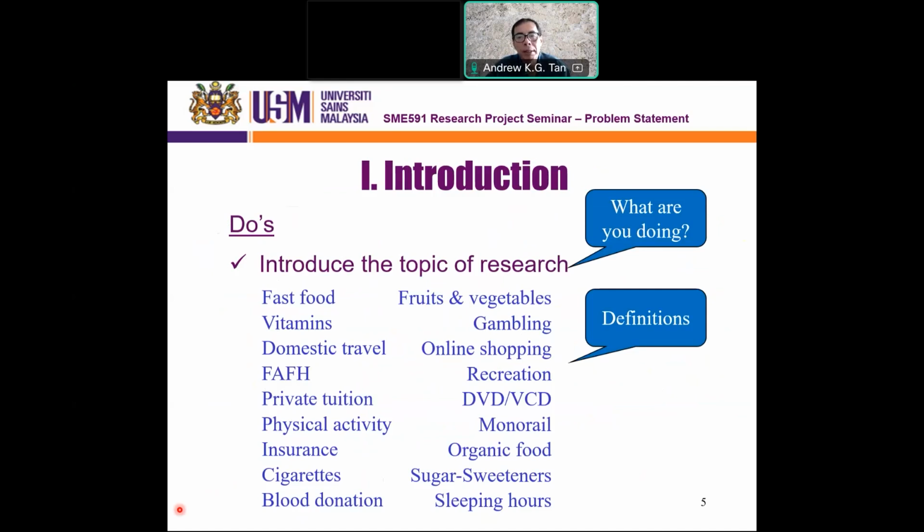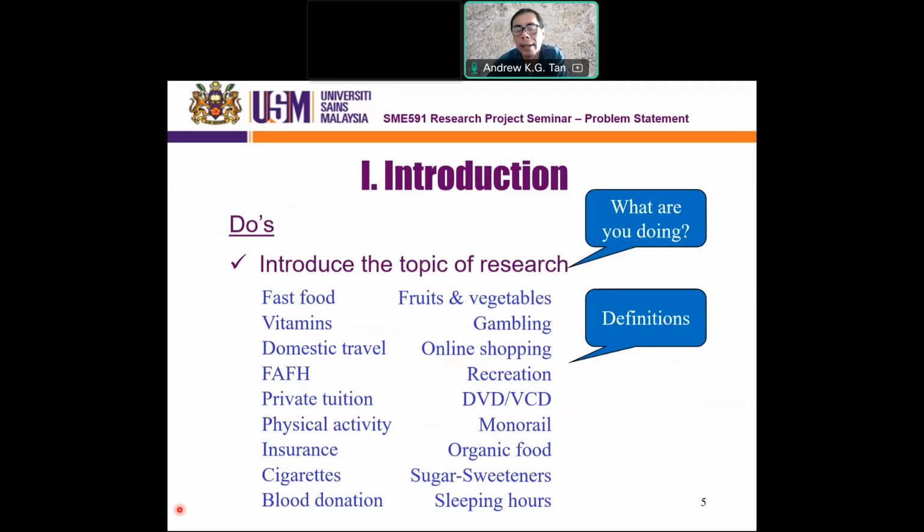Demand for fruits and vegetables consumption, demand for gambling, online shopping. Who are the individuals, who are the consumers who will conduct online shopping? Demand for recreation, demand for DVD and VCD, although nowadays there's no longer any DVD or VCD anymore, right? Demand for monorail services, organic food, sugar sweeteners, and demand for adequate sleeping hours. My students have done all these topics before.